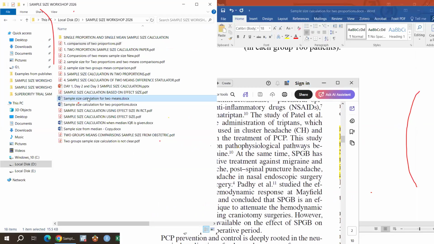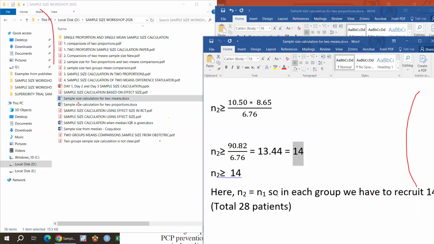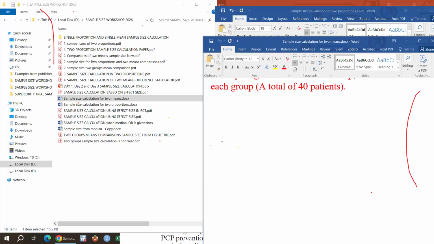Here, I'm going to explain. Suppose we think it is in group 1, the control group. We have taken this because we are calculating sample size using the ClinicCalc online software. So it is a control group. Here it is written 60%.